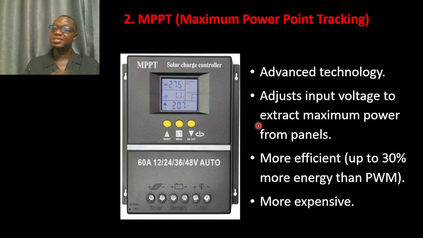But that is where the MPPT comes into play. It's an advanced technology. It doesn't need voltage matching. All it does is it adjusts itself and extracts the maximum power from the panel by itself. It is very, very efficient, up to 30% more than PWM, but it is very, very expensive, more expensive than the PWM. So it is called maximum power point tracking. So just the name alone will tell you what it does. It tracks the maximum power and gets it for you to use.